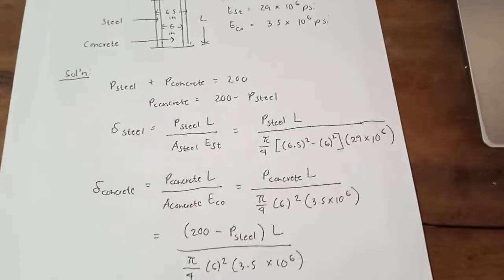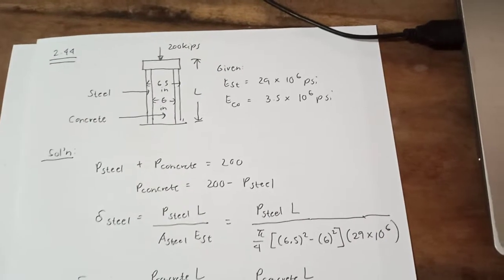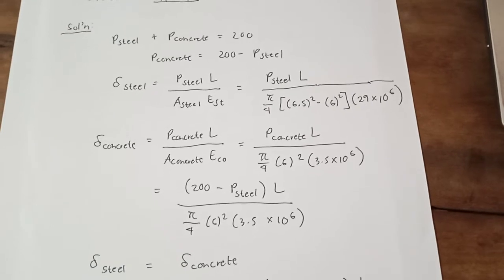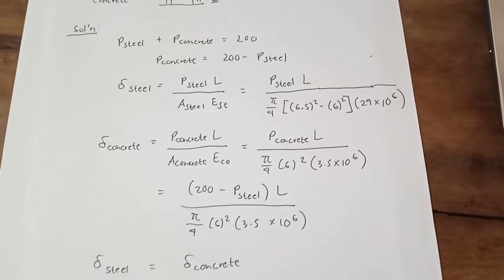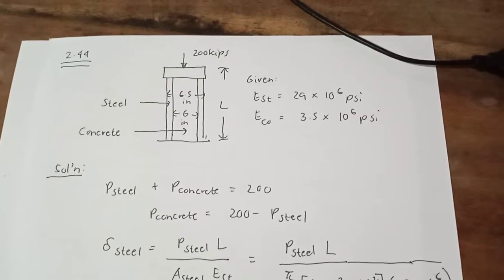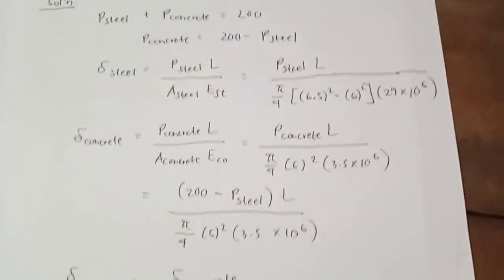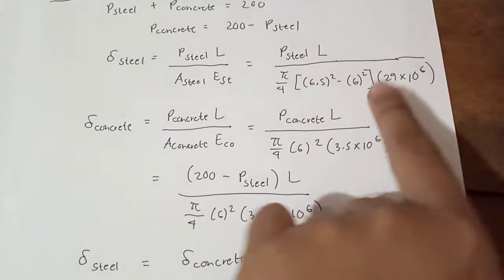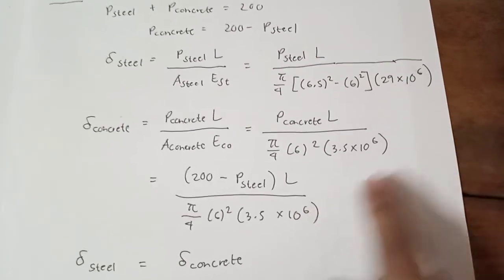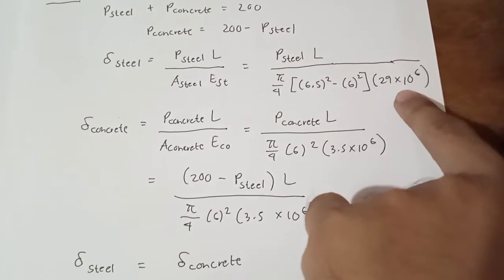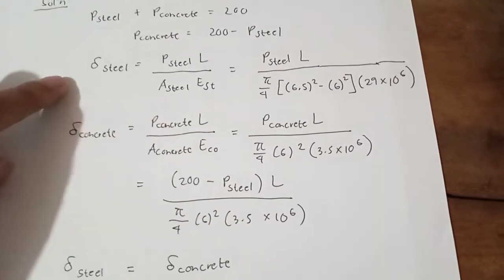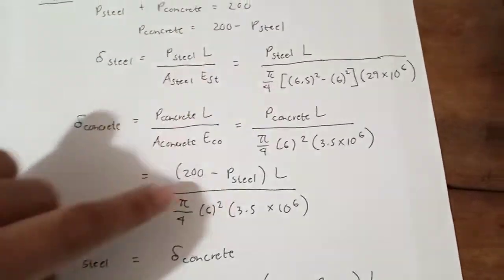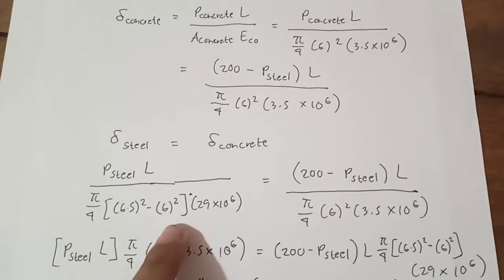By just looking at the figure, it is logical that the steel and the concrete should deform the same amount in order to form an equilibrium. So since the deformation of steel is equal to the deformation of concrete, we equate this equation and this equation. We substitute this one and this one into this and this, respectively.